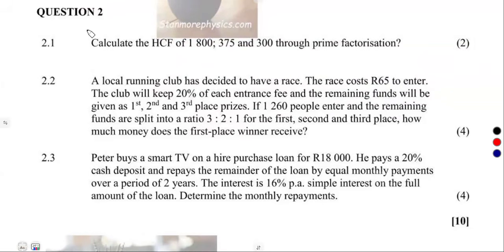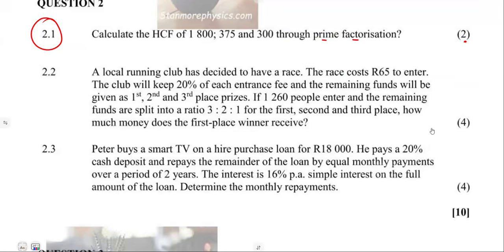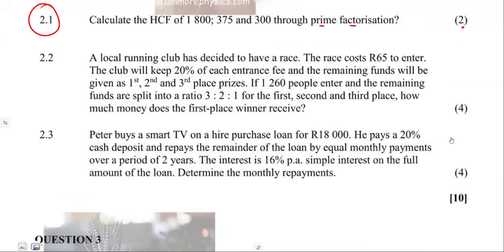Let us move on to question number 2. On 2.1, calculate the HCF of these through prime factorization, and that is just for 2 marks. It is expressing 1,800 as a product of prime factors, for 2 marks. We can just use our calculator for that. All right. So that is 2.1.